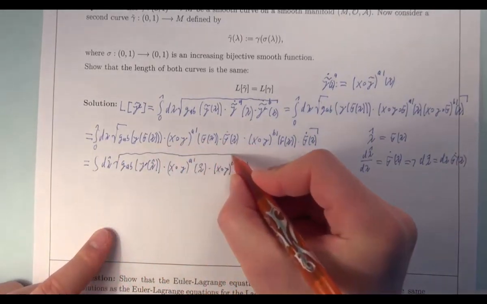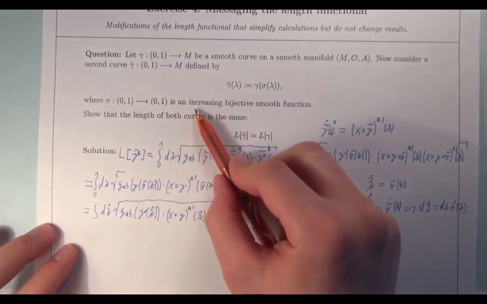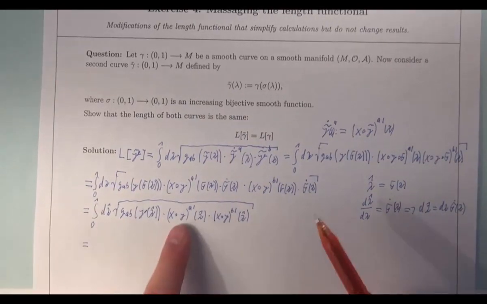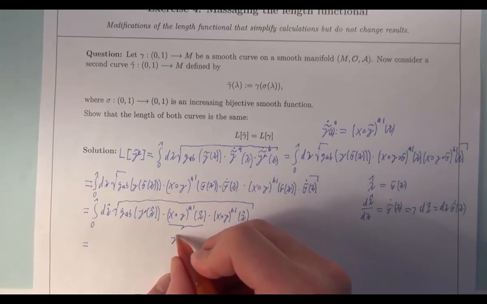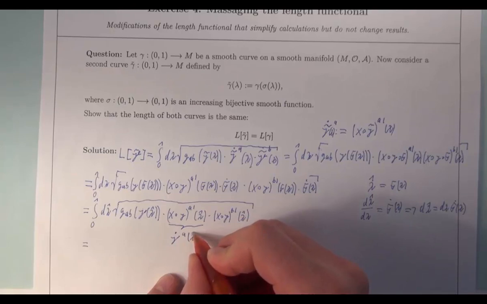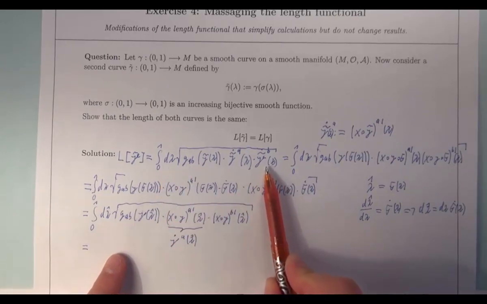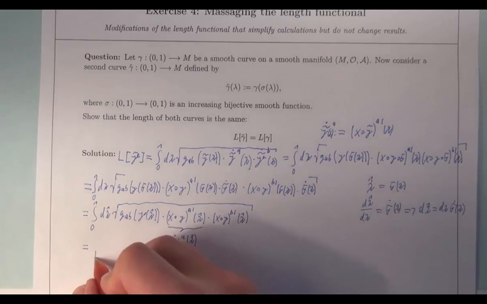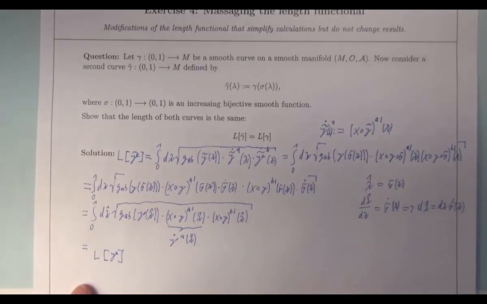I already said that I do not talk about the limits yet, but since we know that the lambda function is increasing and bijective, we know that the limits stay the same. So now, last step, we already know that this is just a longer notation of gamma, a-th component derived with respect to lambda hat. The same holds for b. Exactly the same is written here as there, just with lambda hats instead of lambdas and with gammas instead of gamma tildes. Therefore, what is written here is L of gamma. Therefore, we have shown that the length is invariant under increasing bijective reparametrization.